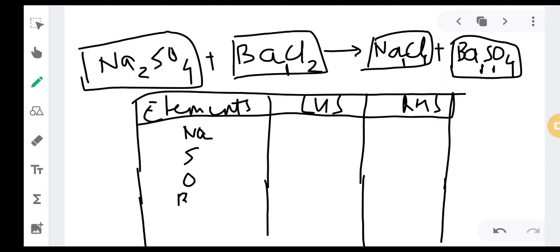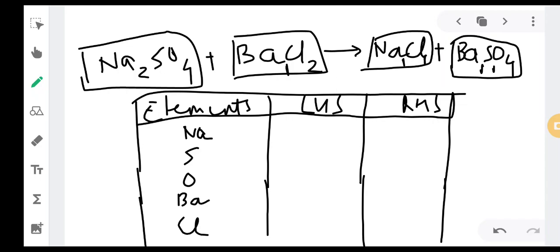So you need to know the symbols of elements, that is very, very important. Okay, so this is barium. Then comes chlorine, Cl. There is one more. So there are 5 elements over here: sodium, sulfur, oxygen, barium, and chlorine.